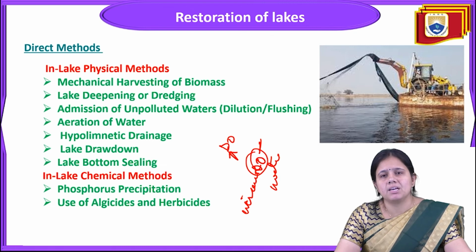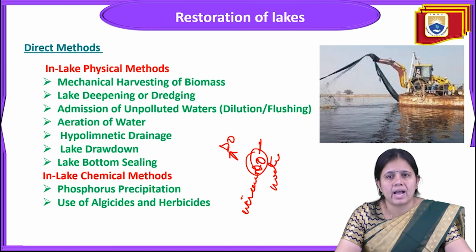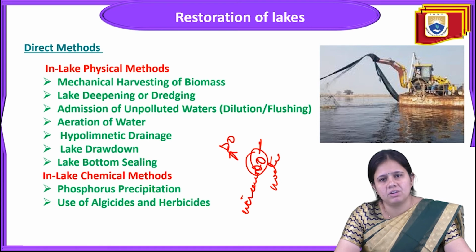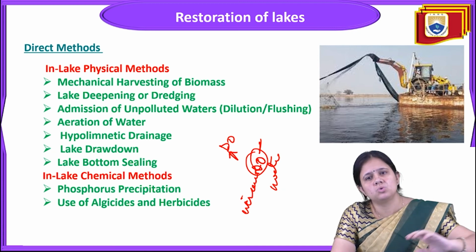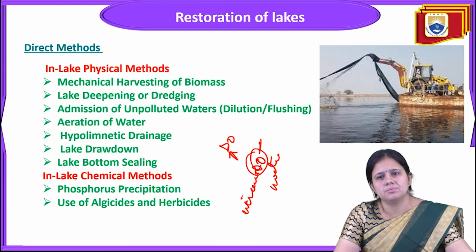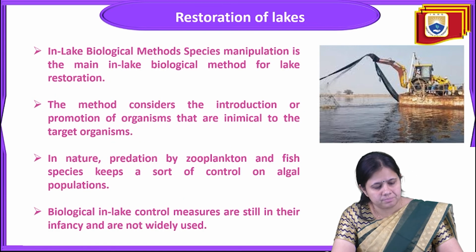Next, in-lake chemical methods are also adopted, where restoration can be achieved with the addition of some chemicals. First is the phosphorus precipitation method: some precipitate will be added that will form a precipitate with the phosphorus. Then there is the use of algicides and herbicides, which are used to kill the algae and weeds already present in the water.